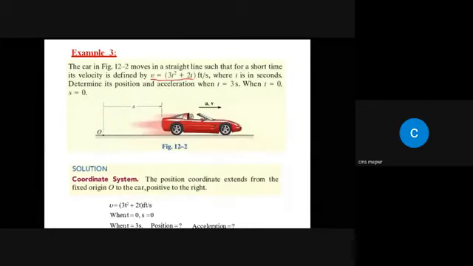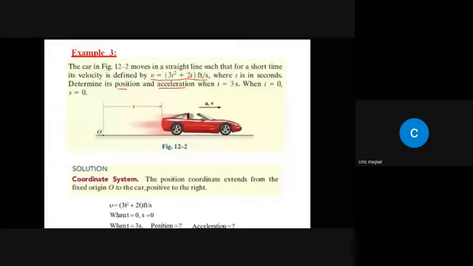So the velocity is given by this equation 3t square plus 2t, and the unit is basically foot per second, where t is in seconds. So what you need to do, determine its position and acceleration when t is equal to 3 seconds. So at any given instant when basically the t was 0, s was also equal to 0. And when t is equal to 3 seconds, what you need to do, basically you need to find out position and acceleration. Okay.